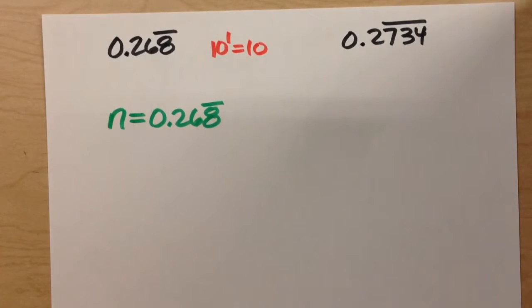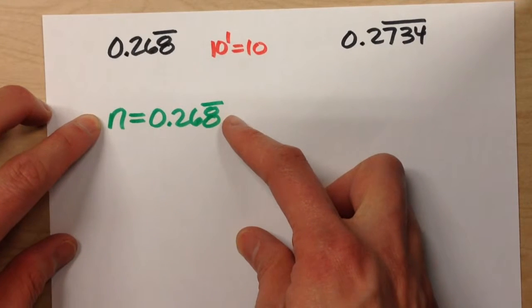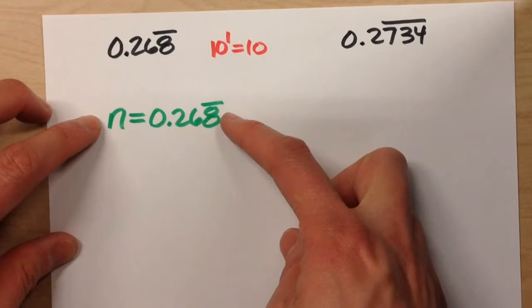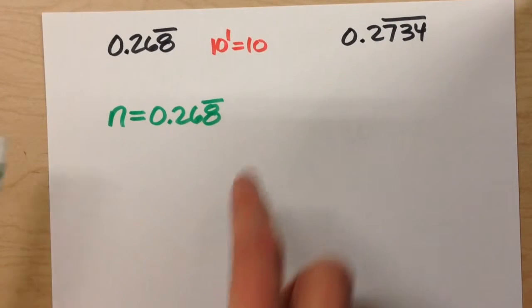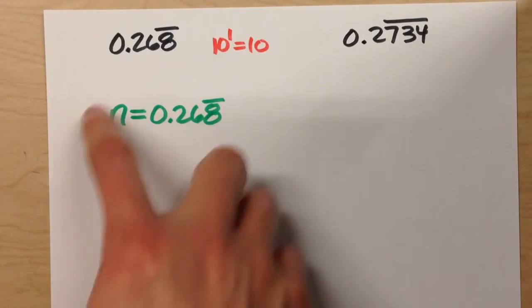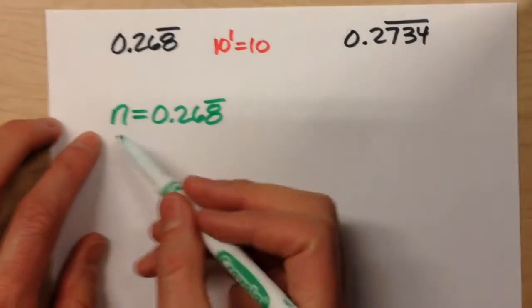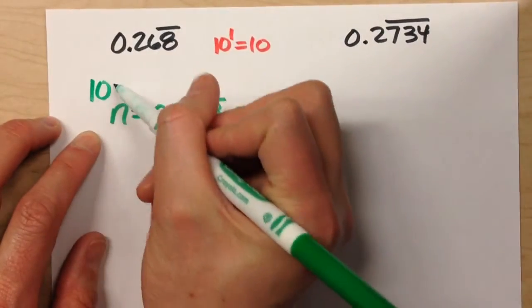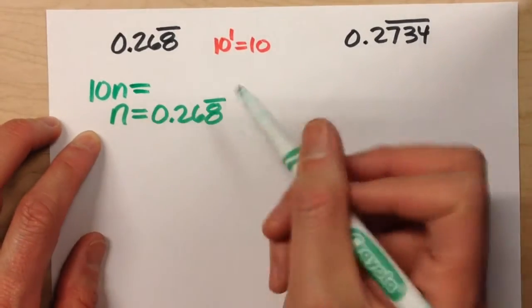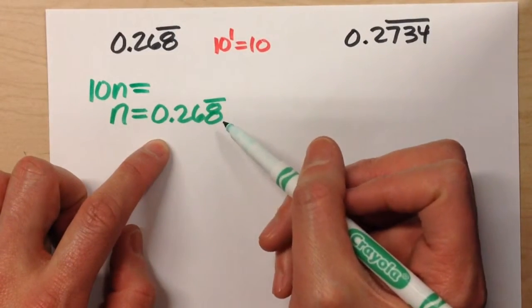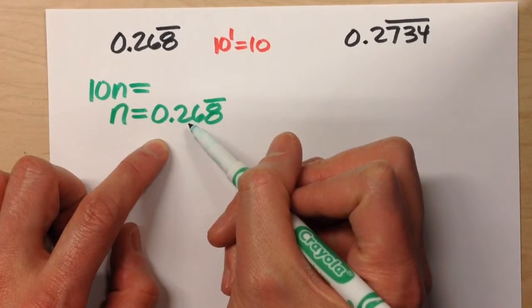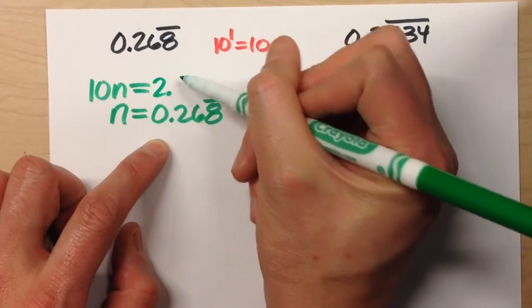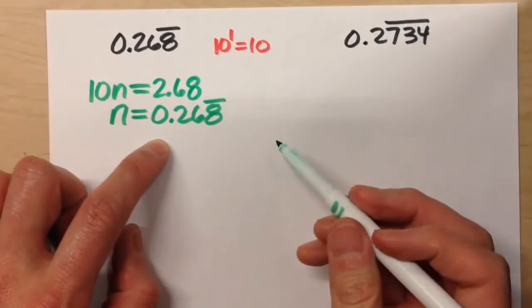Now that 10 tells us what to do for step 3. Because step 3 is multiply this whole equation by this number. And since we have 10, we're going to multiply this whole equation by 10. 10 times n, 10n. 0.268 repeating times 10, move the decimal over because we're multiplying by 10, we get 2.68 repeating.